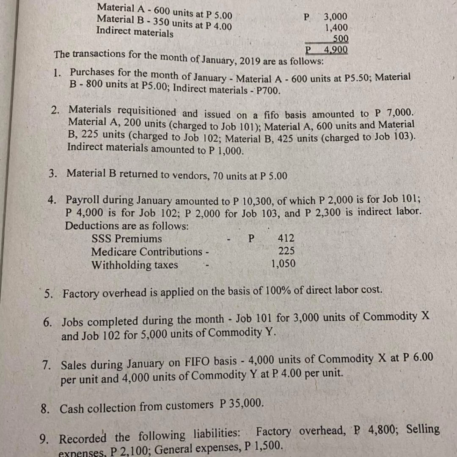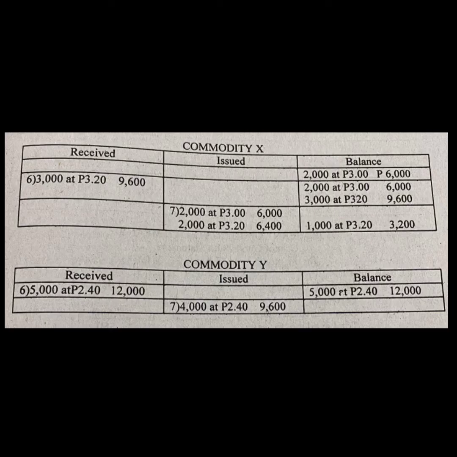So, the commodity X is 3,000 units. On the issued column of commodity X, we have 2,000 units at 3 pesos. So, 2,000 times 3 is equal to 6,000 pesos. Then 2,000 units at 3 pesos and 20 cents. So we have 6,400 pesos. This can be seen in the journal entry of transaction number 7.